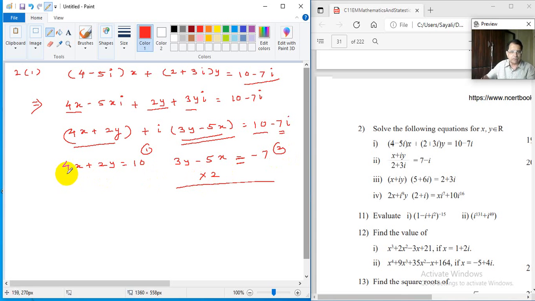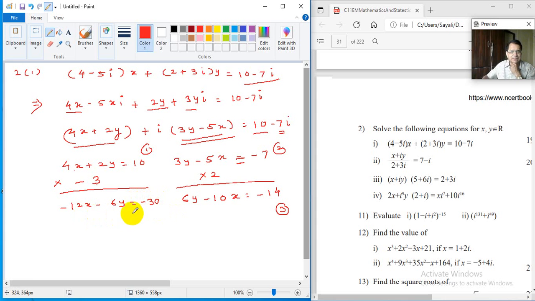So very simple, what you do is multiply this by 2. So this becomes 6y - 10x is equal to -14. This is equation 3. Now what I want here, okay, so here I will multiply by -3. This I will multiply by -3. So what will happen, -12x - 6y is equal to -30.